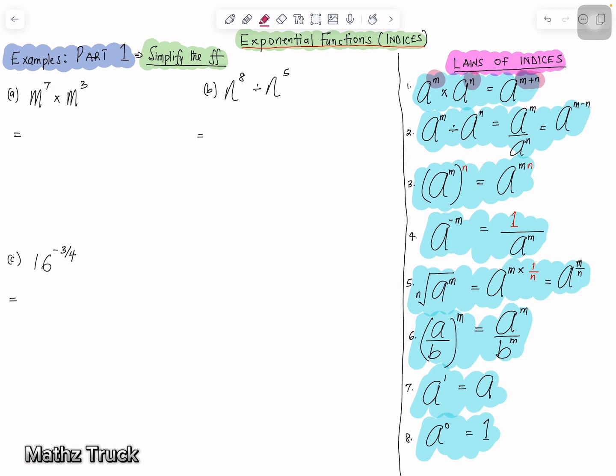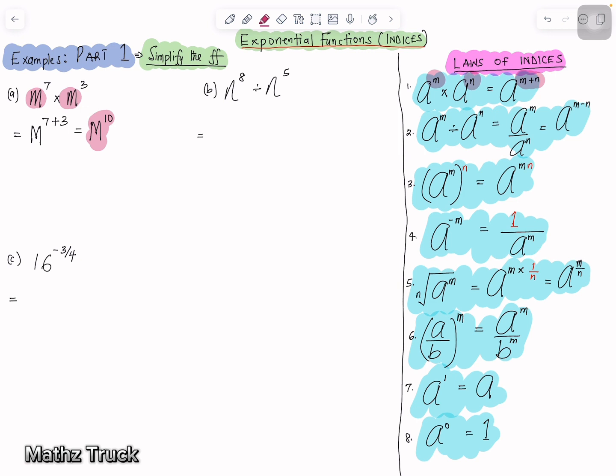So when you come to the first question where we have base m exponent 7, base m exponent 3, since the bases are the same, our first law can be applied. What we have to do simply is to write the base, which is m, then for the exponents, we have 7, since it's multiplication, plus 3. So our answer becomes base m exponent 10. That becomes our final answer.